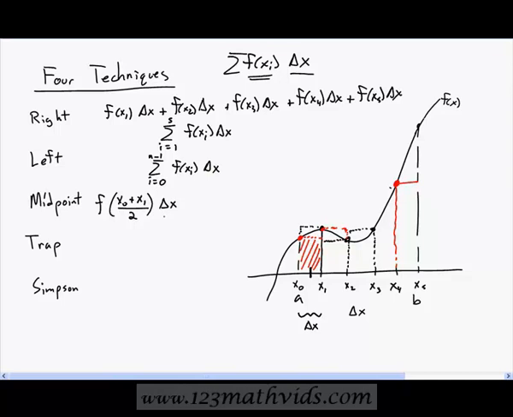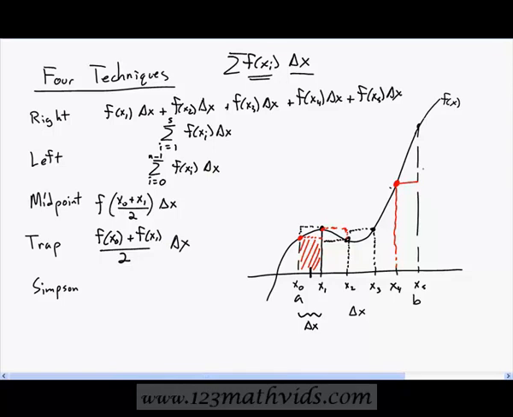Now the trapezoid is a little bit different. The trapezoid is also going to work on the idea of an average, but instead of averaging the x values, it's going to average the function values. And so that's going to look like the function evaluated at the first endpoint plus the function evaluated at the other side of the box, divide that by 2, and that times delta x. Now we want to see what that actually looks like.